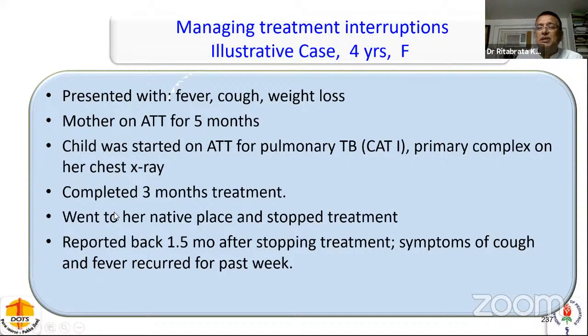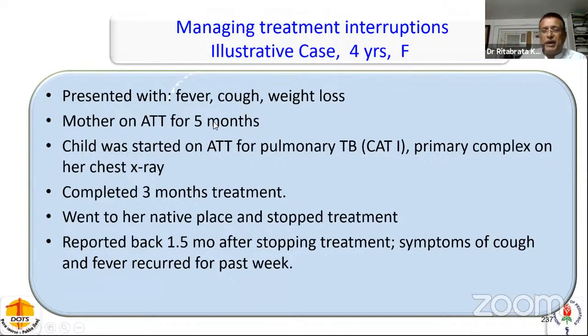He has completed 3 months of treatment, and thereafter the child went to his village. On going to the village, as the child didn't have any symptoms, the mother, after 3 months of treatment, stopped treatment. So what has the child taken? The child has taken 2 months of intensive therapy and 1 month of continuation therapy. Now, after 3 months, he stopped therapy for 1.5 months. That is, for 1.5 months he has stopped taking treatment.